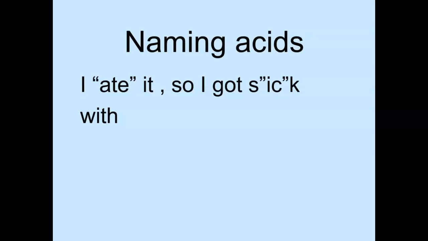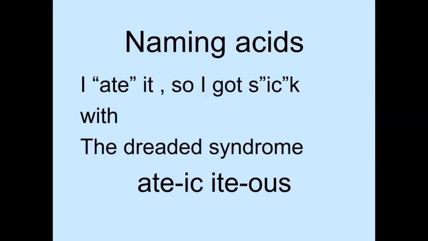So one way to remember it is I ate it, so I got sick. So ate to ick, with the dreaded syndrome, acidic-itis. Ate to ick, ite to us. Just a little way to help you remember, might help.